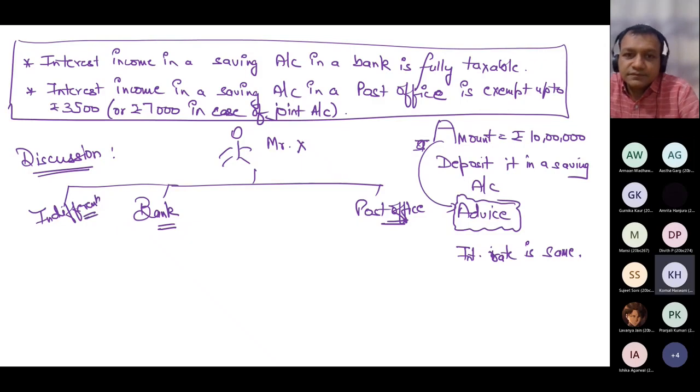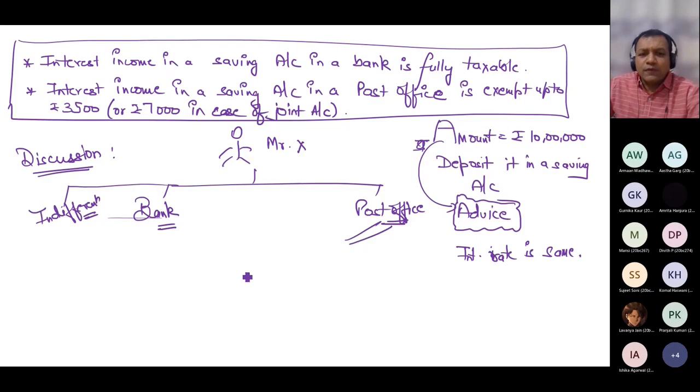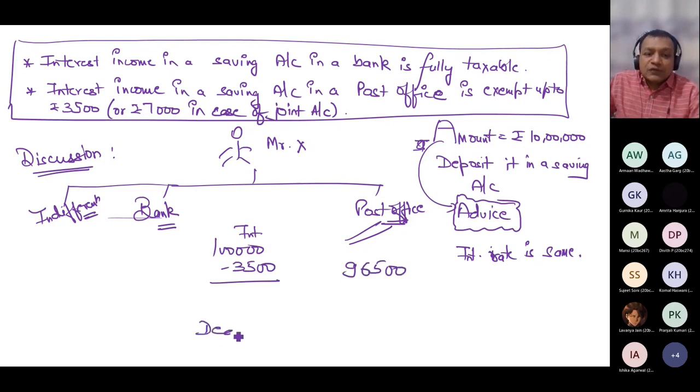The maximum benefit in post office I can get up to 13,500, but maximum in bank will only be 10,000. So that 3,500 is extra. So I should deposit in a post office account, because first of all, if my interest income for example comes out to be 1 lakh, in post office I will deduct 3,500 and I will include my income as 96,500. And after some time I will give deduction also of 10,000.